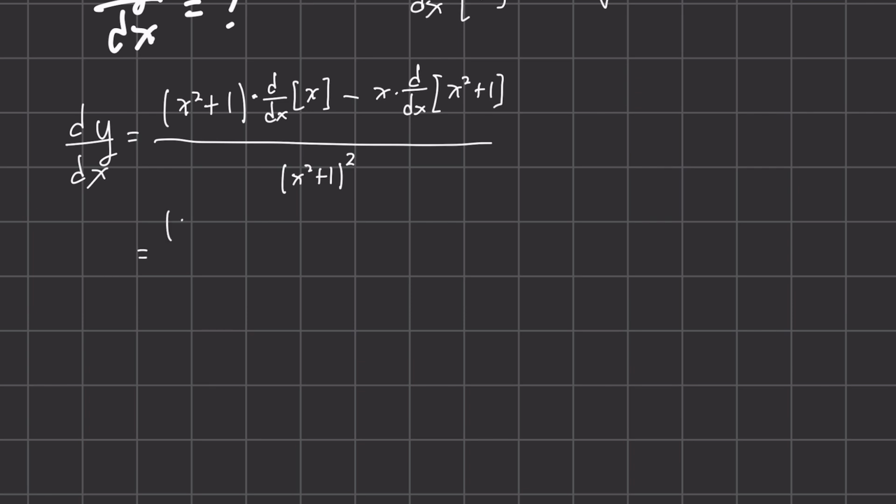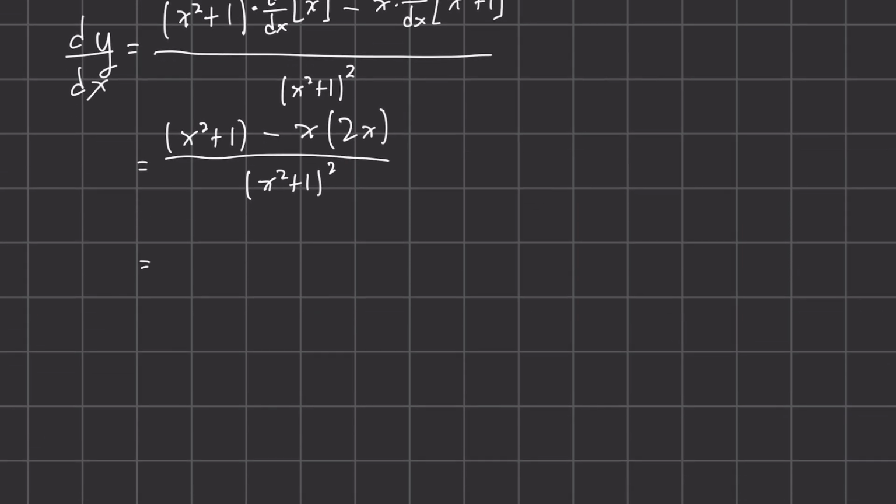And here we simply just solve the derivatives. What is the derivative of x with respect to x? That's just 1, so we just leave that as is. And it's going to be subtract x times the derivative of x squared plus 1. Well, 1 is a constant, so that's just going to be 0, and x squared is going to be 2x. And that is still all over x squared plus 1, all squared. So now that is equal to x squared plus 1 minus 2 times x squared, still all over x squared plus 1 squared.